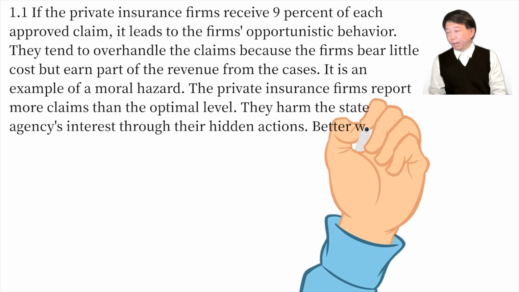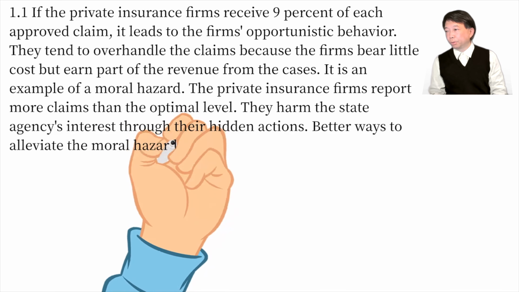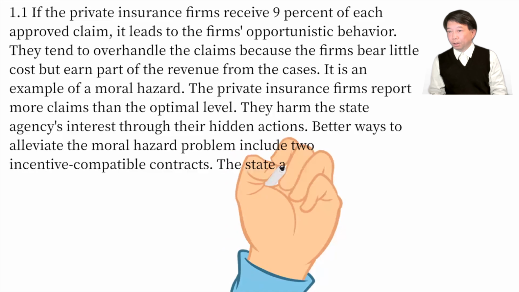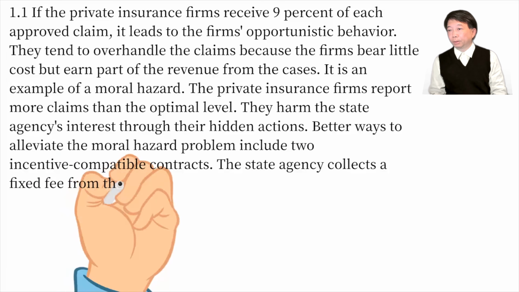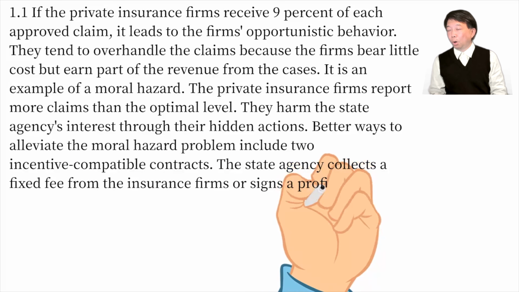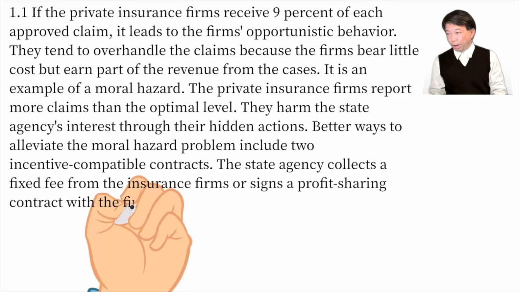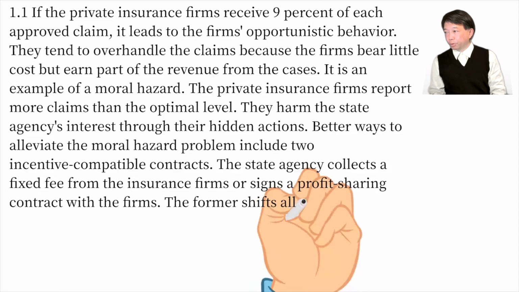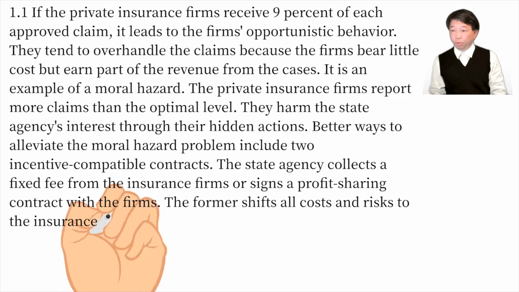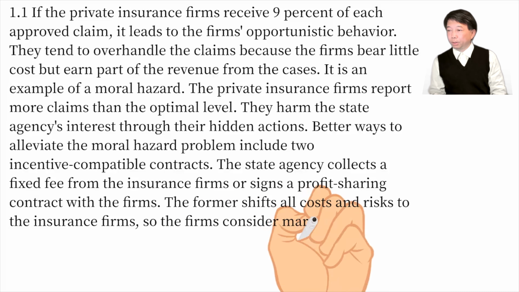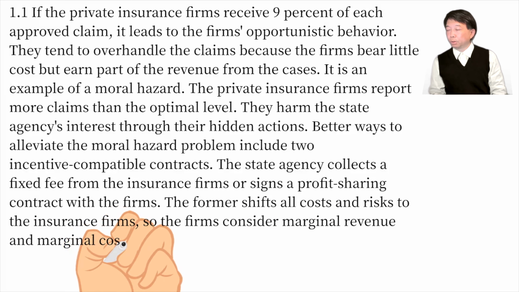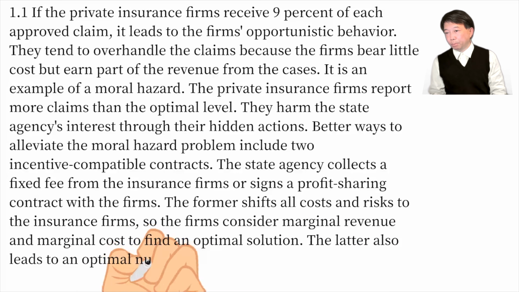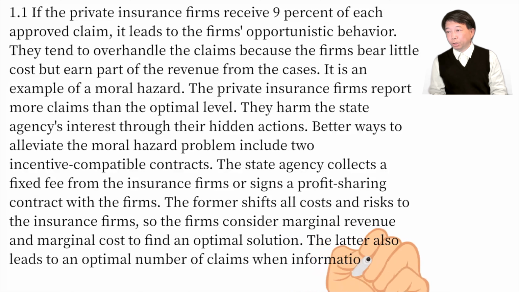Better ways to alleviate the moral hazard problem include two incentive-compatible contracts. The state agency collects a fixed fee from the insurance firms or signs a profit-sharing contract with the firms. The former shifts all costs and risks to the insurance firms, so the firms consider marginal revenue and marginal cost to find an optimal solution. The latter also leads to an optimal number of claims when information is symmetric.